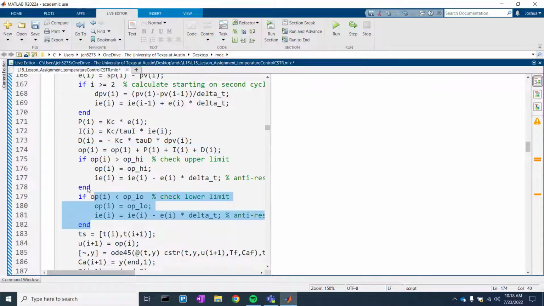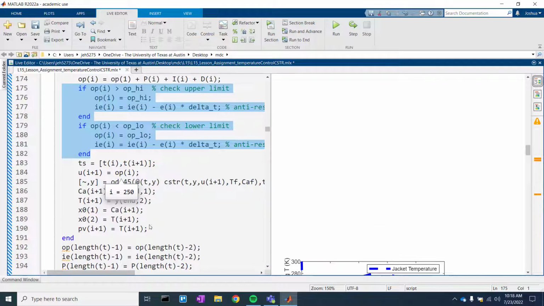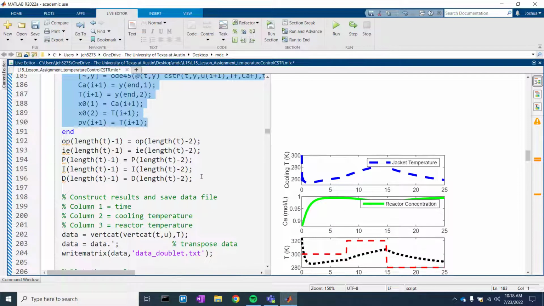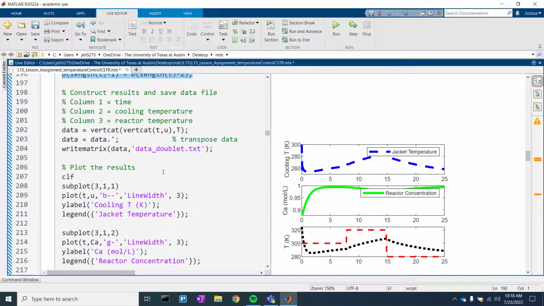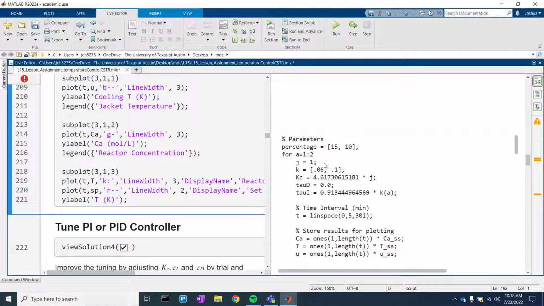Then we'll do some anti-reset windup and clip our outputs so they make sense. And we'll simulate those outputs with ODE45. Then we set the very last value equal to the second to last value, just so that we don't have some weird discontinuity at the last point. Then we go ahead, we save that output, and we graph it. So we'll go ahead, we'll run the section.